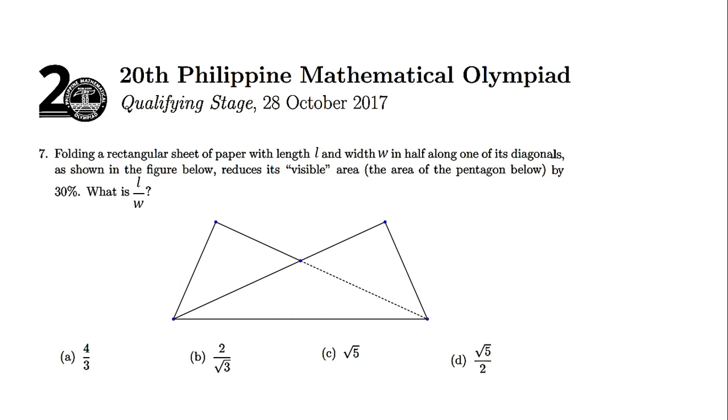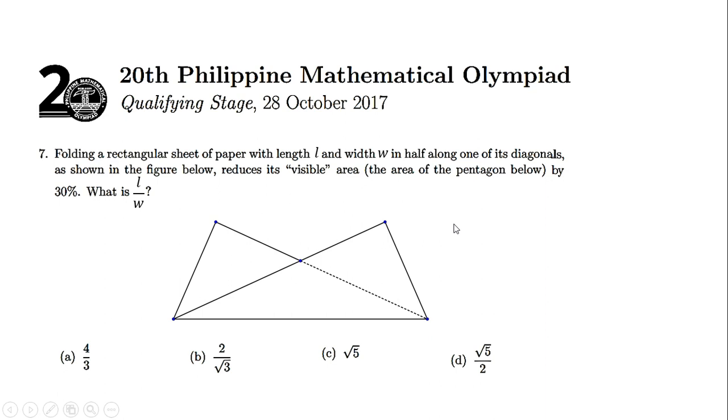We have here an item from the 20th PMO qualifying stage. Folding a rectangular piece of paper with length L and width W in half along one of its diagonals reduces its visible area by 30%. What is L over W?